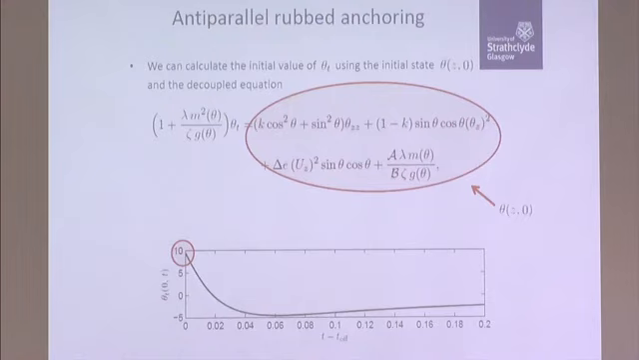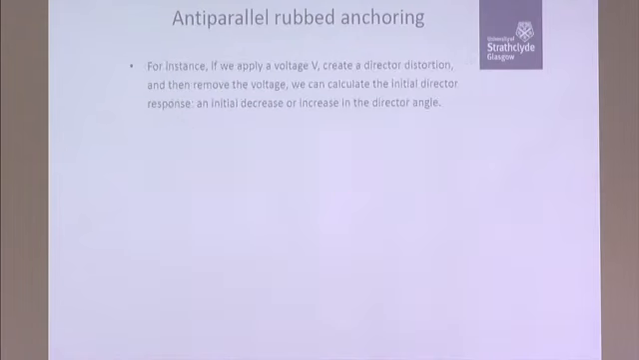But is that any use? What does that tell us? Well, it certainly would tell us whether we initially start to increase or decrease theta, whether we got kickback or not. So that seems interesting. So what I've got here is a virtual experiment where I've applied a voltage, I'm going to vary the voltage, I'm going to create a director distortion, and then I'm going to remove that voltage and look at how that initial director at the center of the cell responds. Does it increase or does it decrease?